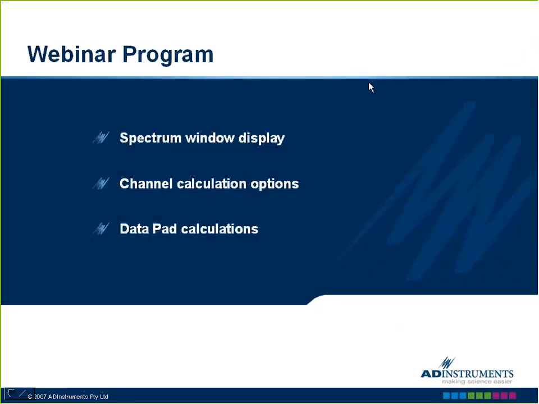As far as our program today, pretty brief this one. We'll go over the Spectrum window display, what it all means, what it is showing us, how to set it up, and how to analyze either online data or selections we've made in the chart view. We'll also go over the channel calculations that are available now in LabChart. Those came online in, I believe, LabChart 7.1. And we'll also talk about some of the data pad calculations, very similar to channel calculations, just in the data pad.